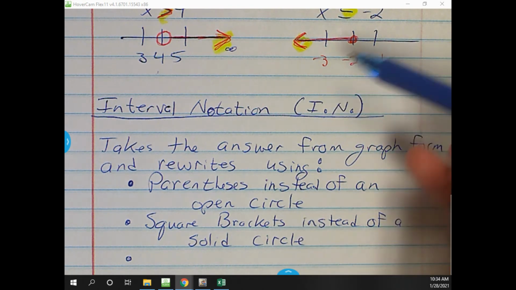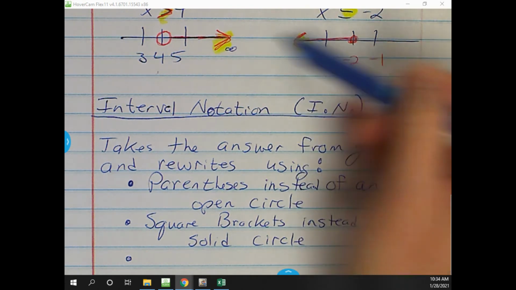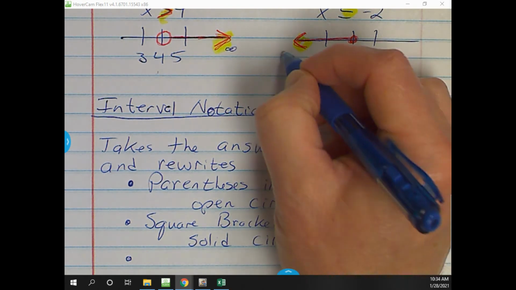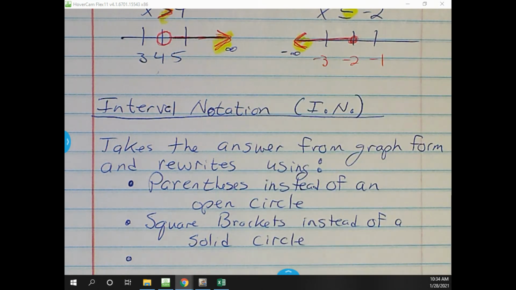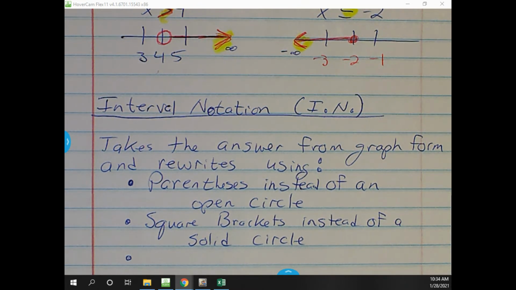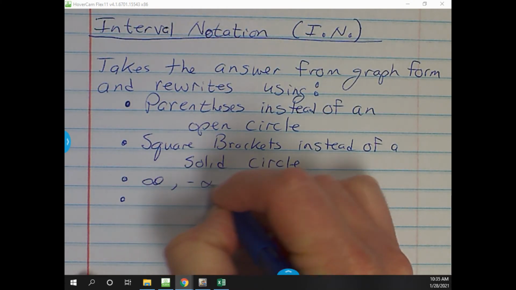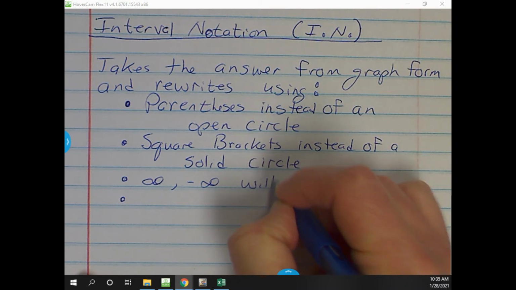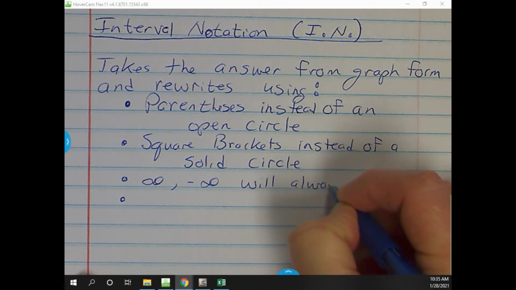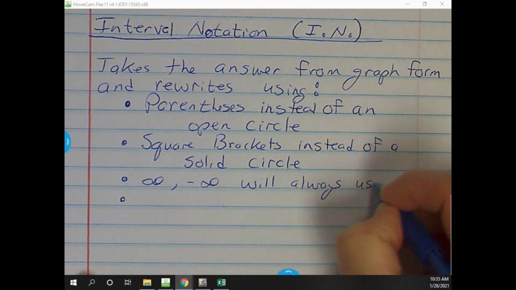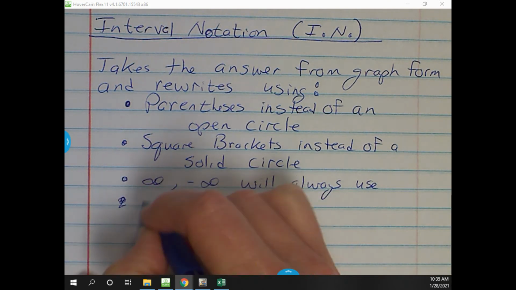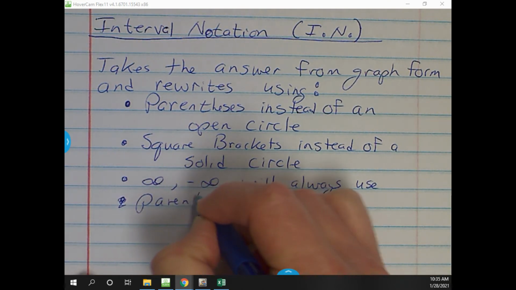Same thing on this graph. It keeps getting smaller and smaller. The number keeps getting to be lesser. So this one, same thing, but it would go to negative infinity. So when we start talking about these graphs, that's something you have to realize that we're going to talk about in some cases, because we'll go forever. We may talk about infinity or negative infinity. So when you use negative infinity or infinity, they will always use parentheses.